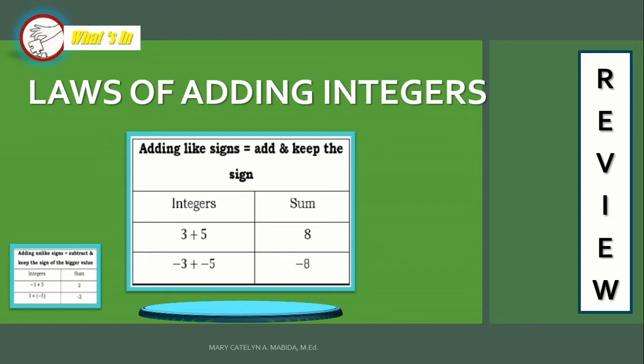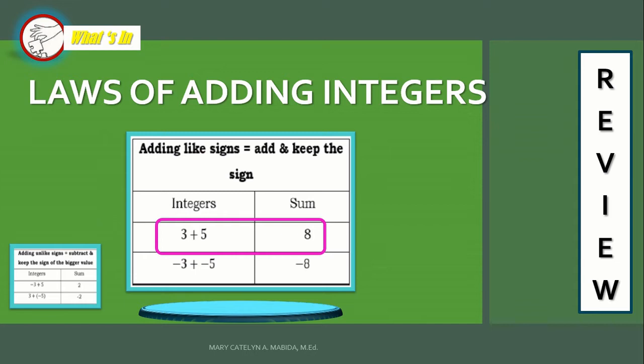For example, we have 3 plus 5. What are the signs of our integers? They are both positive. And so, we just add them together. 3 plus 5 is equal to 8. And then we keep the sign. What is the common sign? Positive 3, positive 5. The common sign is positive.